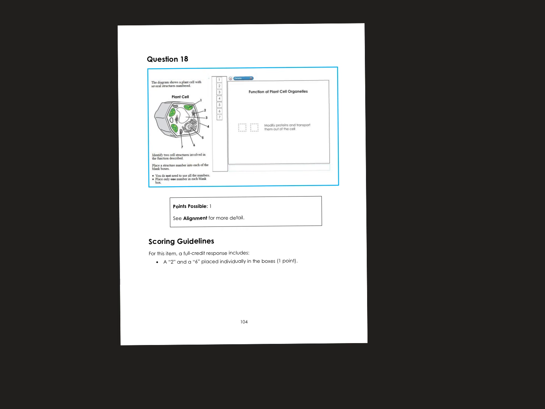But of course, in order to be transported, they had to be made. The proteins had to be made in the rough endoplasmic reticulum. If they're made out here, they're never going to get to the Golgi body. So they're made and put into vesicles here by the endoplasmic reticulum. So it's 6 and 2 as the answers to this. 6 and 2.